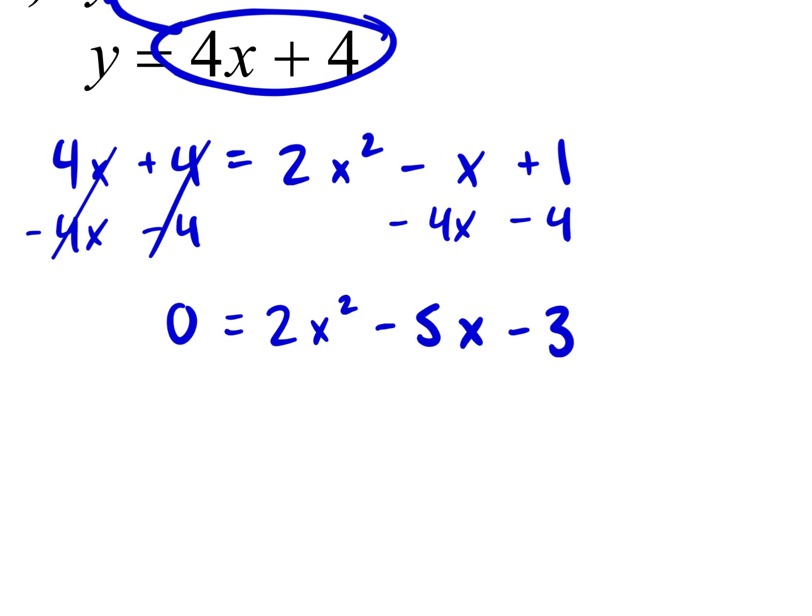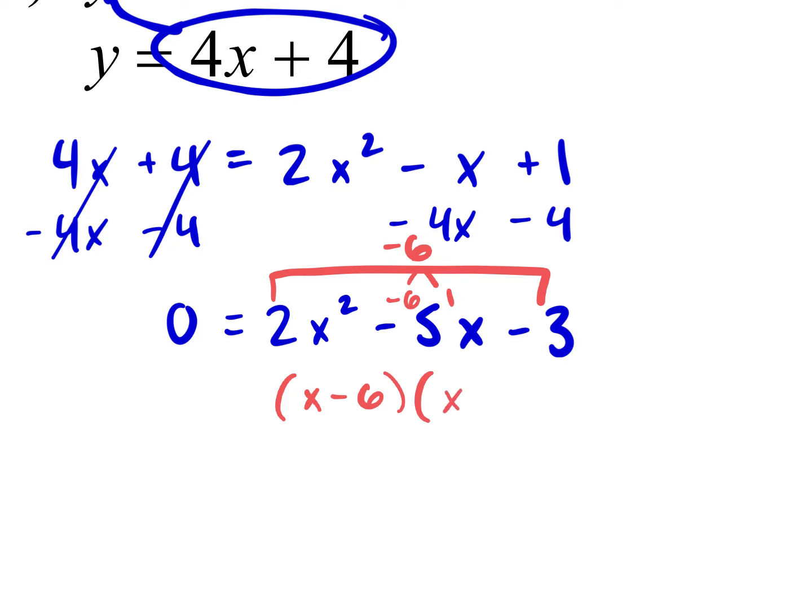All right, so here's when I factor. How do I factor when my leading coefficient is not 1? We multiply the first times the last. So 2 times negative 3 would be negative 6. What are 2 factors of negative 6 that add to negative 5? Negative 6 and 1. Perfect. So I would write x minus 6 times x plus 1. What do I have to remember to do? If I start by multiplying, I have to make sure I divide by the 2.